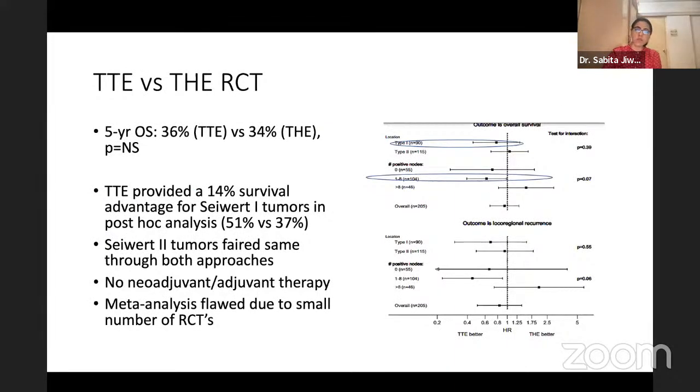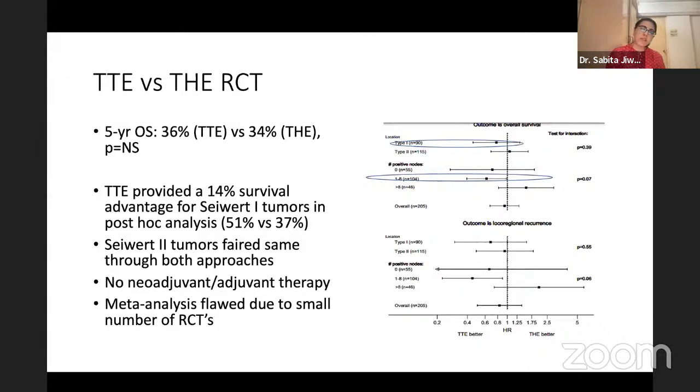When they looked at the Siewert type 1 tumors separately, but this was a post hoc analysis, not a pre-planned analysis, the survival difference was better when the patients underwent a transthoracic esophagectomy. Siewert 2 fared the same through both approaches, but in this study, we have to remember there was no neoadjuvant or systemic therapy given, and there were a lot of meta-analyses after that, but the number of randomized controlled trials which actually compared these two surgical approaches were quite few and small.